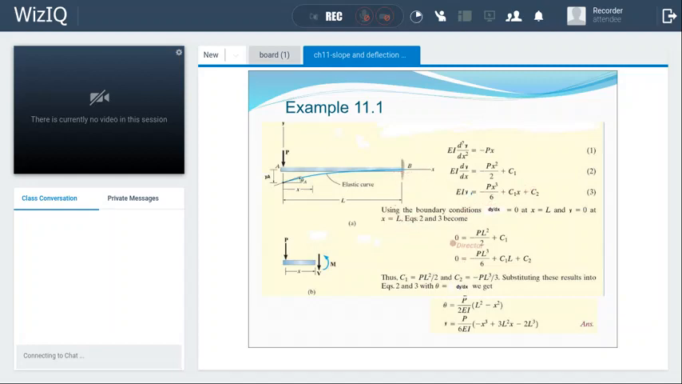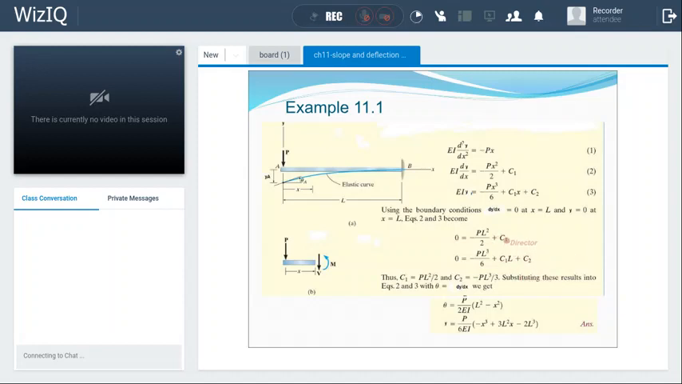We substitute here these values. 0 for slope, and in place of x, we put here L. So PL square by 2 plus C1. And for the second one, we substitute here the values of deflection and the distance x. So at x is equal to L, again the deflection is 0, so we substitute 0, and PL cubed by 6 plus C1 into L plus C2. Now these two equations can be solved to find the values of C1 and C2.